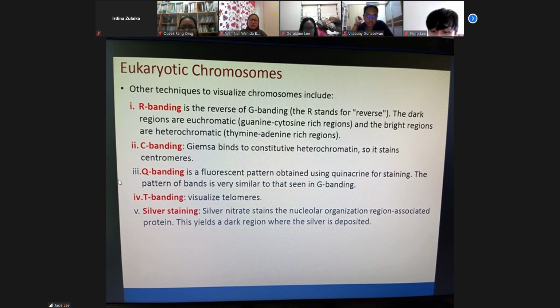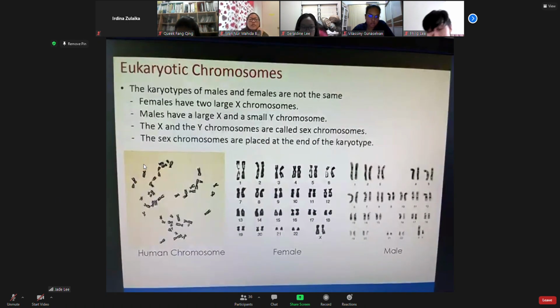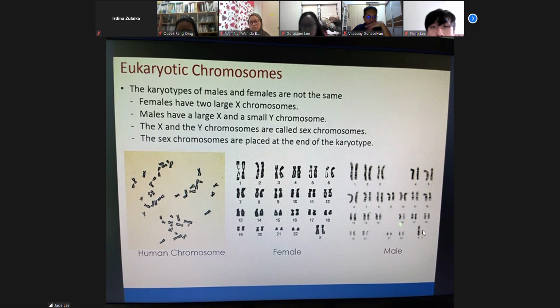Boleh tak? So far okay? Okay, doctor. Okay, very good. So if you look at here, okay, the karyotype of male and female are not the same. So female, they have 2 large X chromosomes, whereas male, they have 1 large X and 1 small Y. Yes? Okay, so the sex chromosomes are placed at the end of the karyotype, like here. Okay, if you look at this pattern, yeah, this is the male, this is the female.